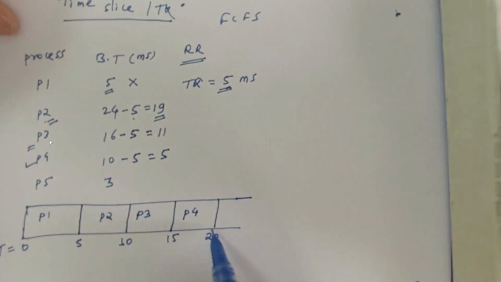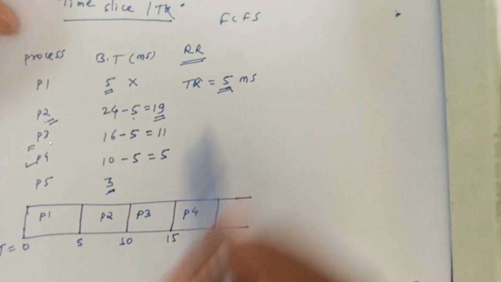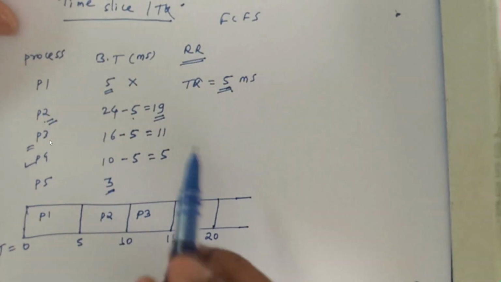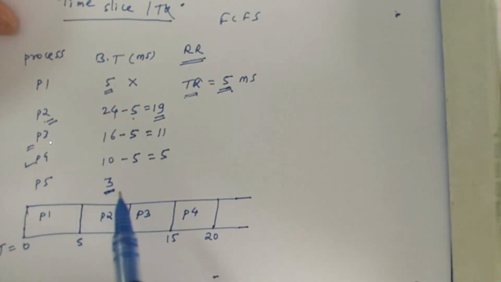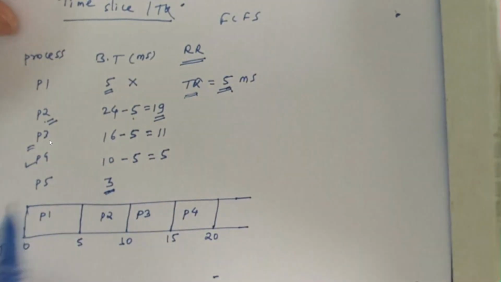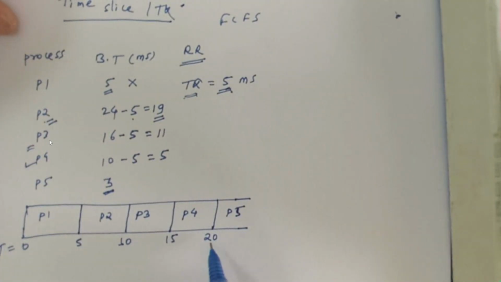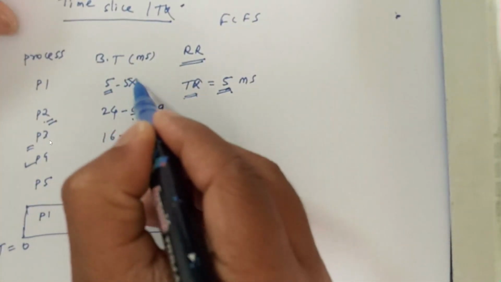Now if we observe carefully, the burst time of process P5, which is 3, is less than one time slice. So here process P5 will leave the CPU. There is no need for any timer interrupt, because before the timer interrupt appears, the process is voluntarily releasing the CPU because its burst time is over. So process P5 is going to start at 20 and its burst time is 3, so it will complete its execution at t equal to 23. So its remaining time is 0.